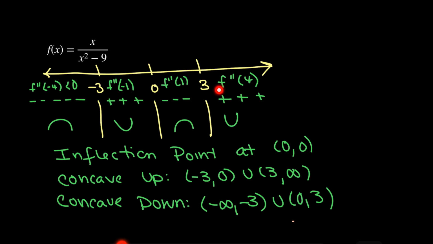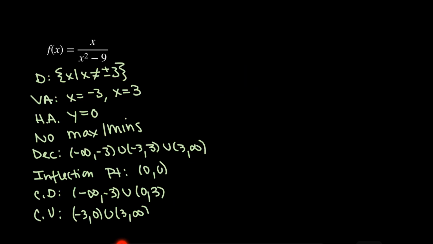X equal negative 3 and x equal positive 3 are not inflection points because they're not in the domain of this function. They aren't points on the graph, they're actually asymptotes. But the graph does change concavity at those locations as well. So it's concave up from negative 3 to 0, and from 3 to infinity, and concave down from negative infinity to negative 3, and from 0 to 3.